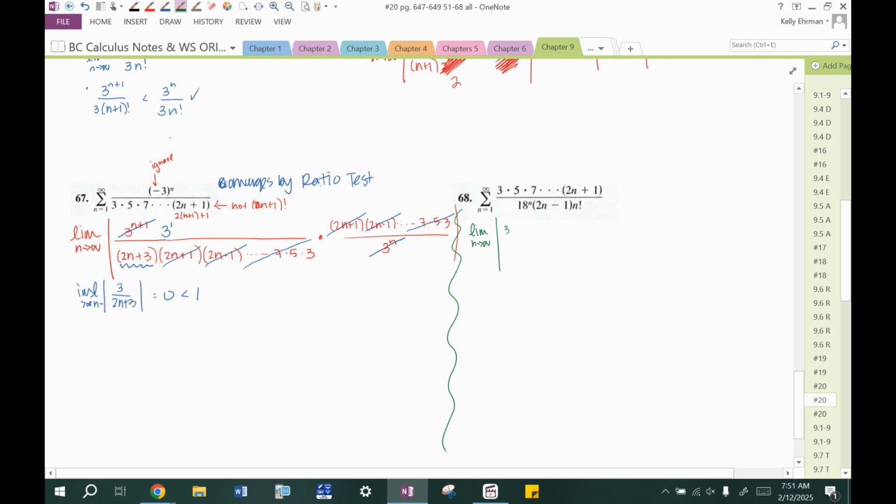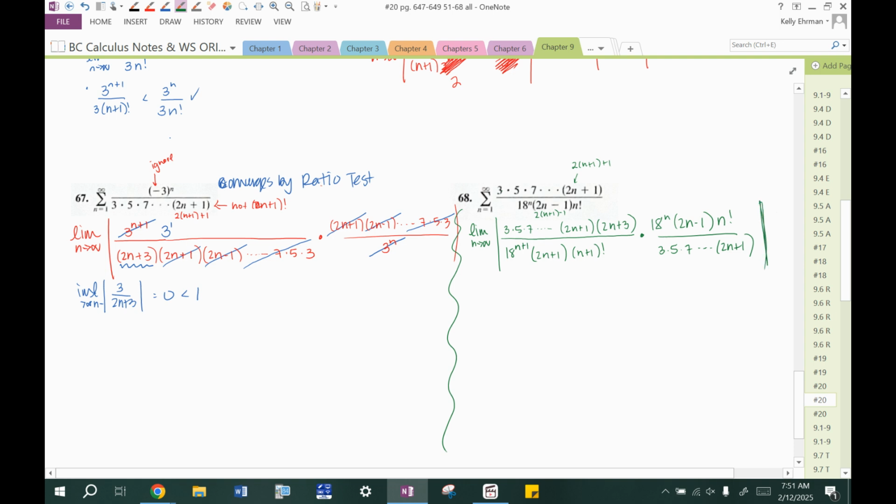So the top would be 3 times 5 times 7, dot, dot, dot. And then if we're plugging, again, n plus 1 into this, there'd be a 2n plus 1, but that's going to also knock you up to 2n plus 3. And then down here, we would have 18 to the n plus 1 times plug n plus 1 into this. 2n plus 2 minus 1 is 2n plus 1. N factorial becomes n plus 1 factorial, times the nth term, which is just writing down the reciprocal of the fraction that you see in the sequence.